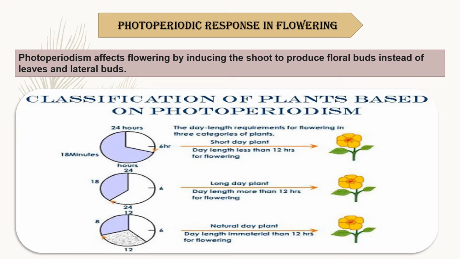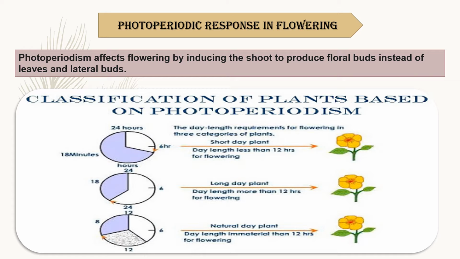Short day plant, for short day plant, day length less than 12 hours for flowering. In the pie graph, it has been shown clearly. 6 hours left, 24 hours. So see, these 6 hours actually required.